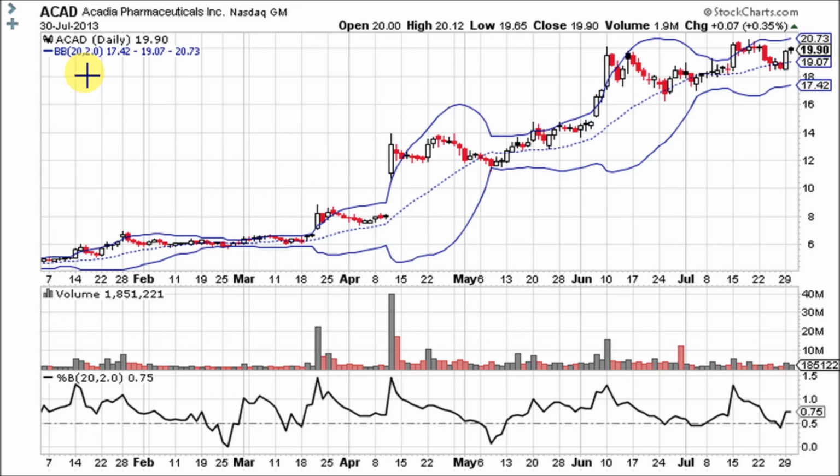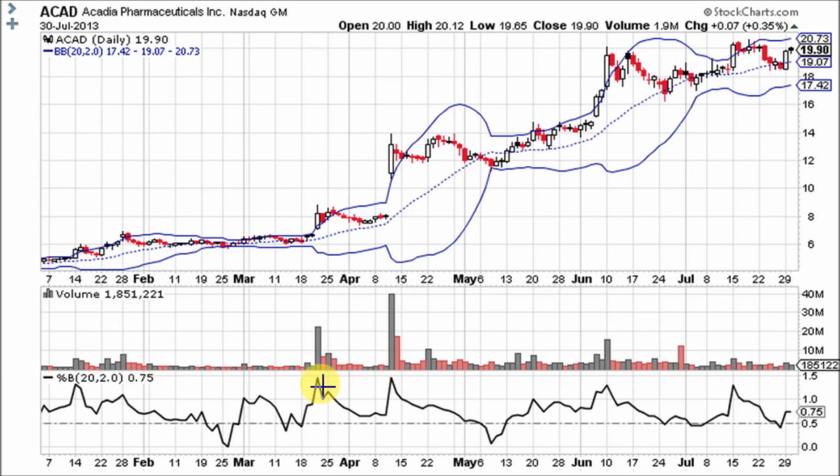Okay, percent B equals 1 when the price is at the upper Bollinger Band. So that would be right up here where it's at the upper Bollinger Band. Percent B equals 0 when the price is at the lower Bollinger Band. Okay, there's an example of one. This is an even better one. This is right at the 0 line. Okay, and it's right at the lower Bollinger Band.